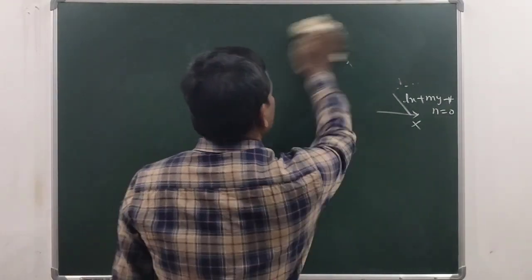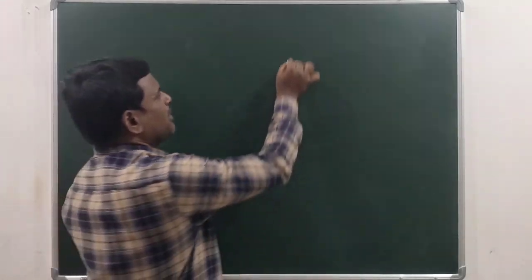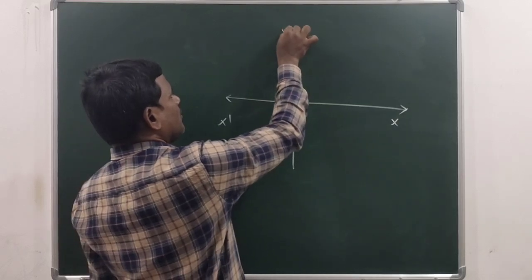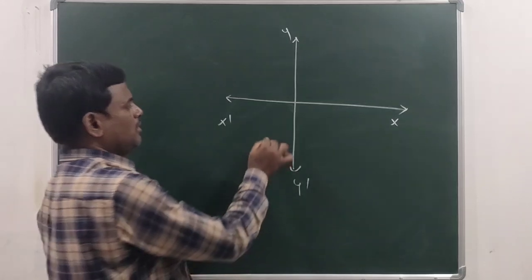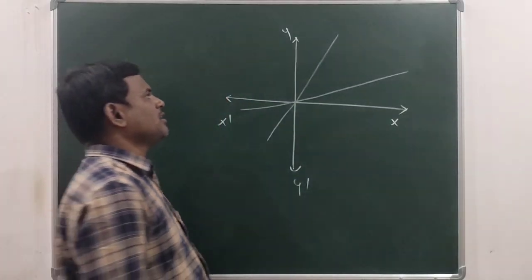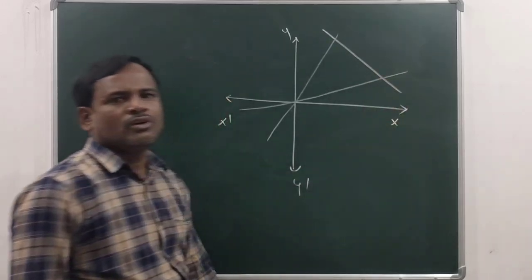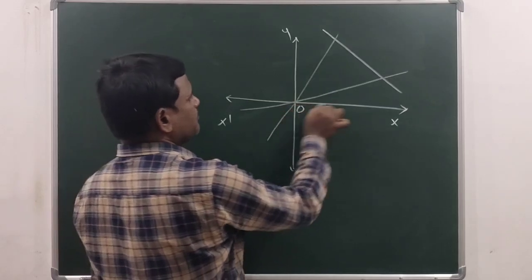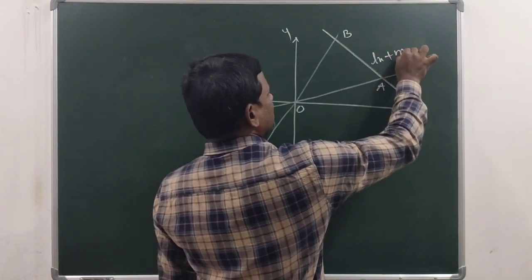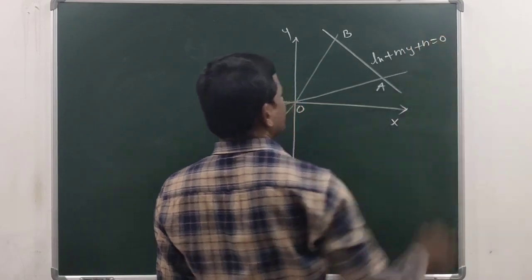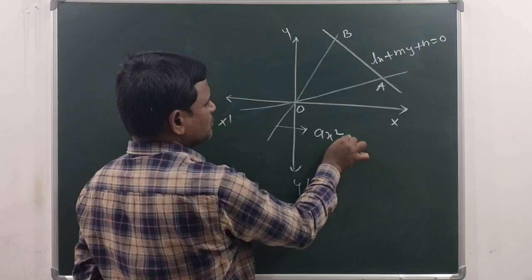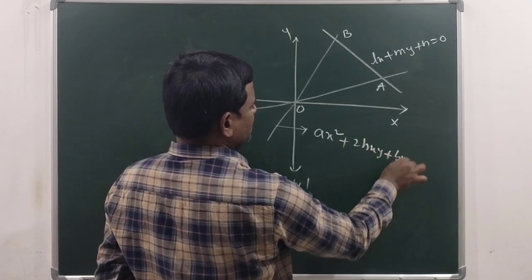Next, this pair will be given to you like this: x dash, y dash. Okay students, and they will ask you to find the centroid of this triangle OAB. So this line equation is Lx plus My plus N equal to 0, and the combined equation of the pair is ax square plus 2hxy plus by square equal to 0.